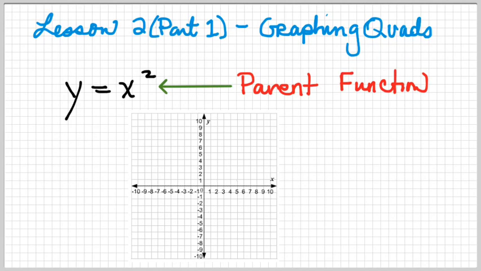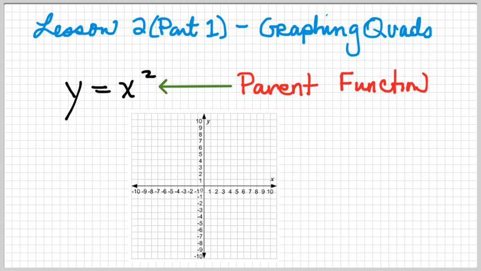Alright, this is part 1 of lesson 2 on graphing quadratics, and we're going to start with just looking at how parabolas get translated. So the first thing we have to understand is what a parent function is, and a parent function is the simplest equation in a family that still contains the characteristics of that family.